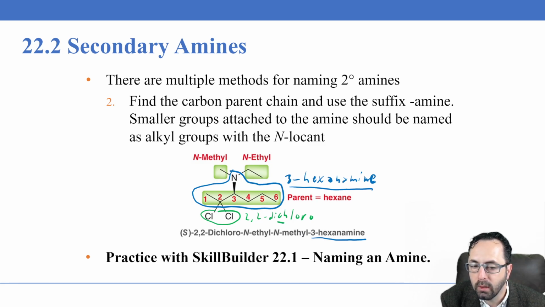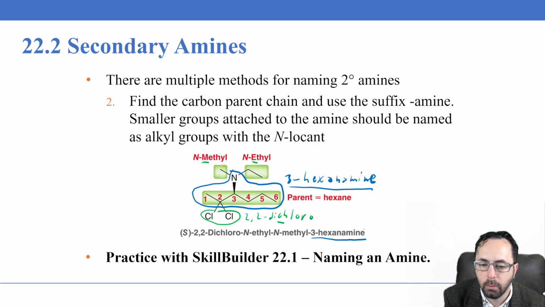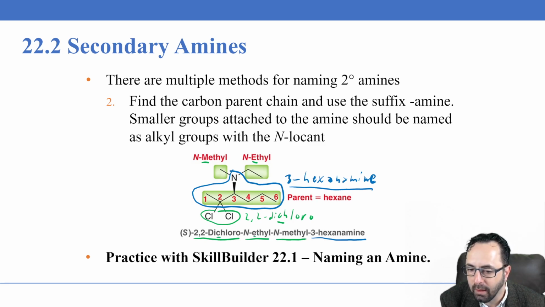And at that point now we just have to list them in alphabetical order. The chloro is going to come before the ethyl, which is going to come before the methyl, because we still follow the alphabetical rule. And so we're going to put the 2,2-dichloro first, separate that from the next group with a dash. Then we put the N-ethyl, again because chloro comes before ethyl in the alphabet. Then lastly, we're going to put the N-methyl. And again, always separate the numbers and the letters with a dash, and there is a dash also between the N-ethyl and N-methyl and so forth.